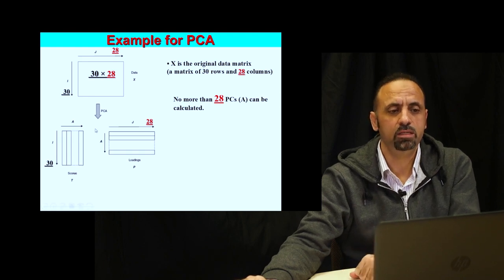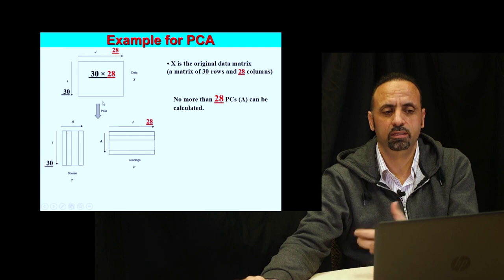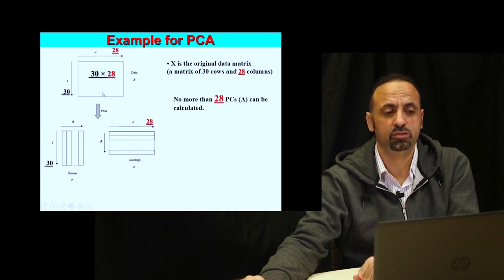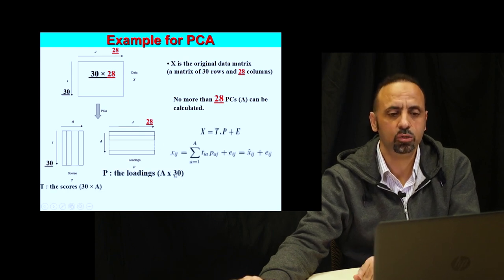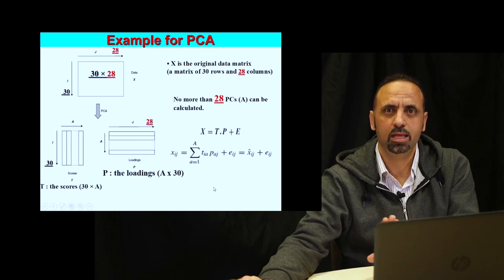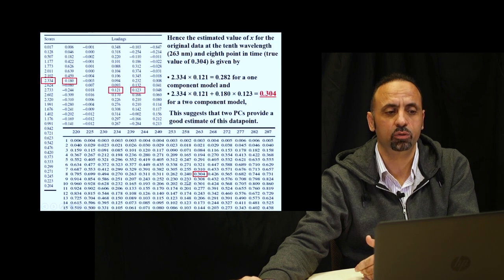For example, here, if you have this X matrix of spectral data with 30 samples and 28 variables, this of course could be divided into scores and loadings: scores with 30 samples and the number of principal components, and loadings with 28 variables, and so on. If you multiply scores and loadings and add the error, you obtain your original data.